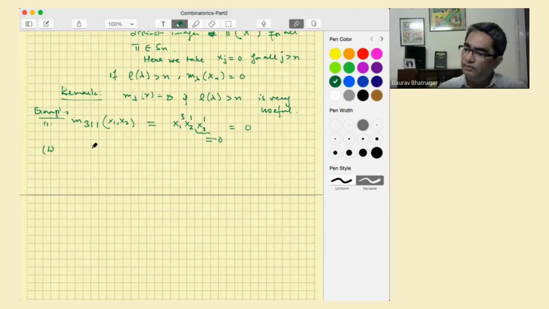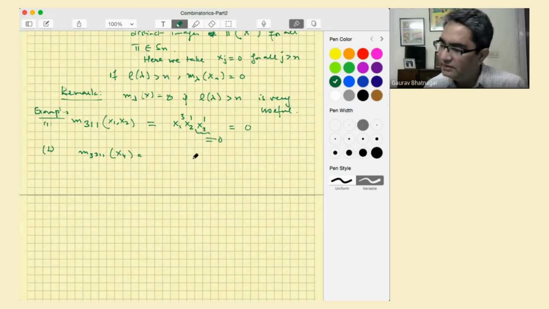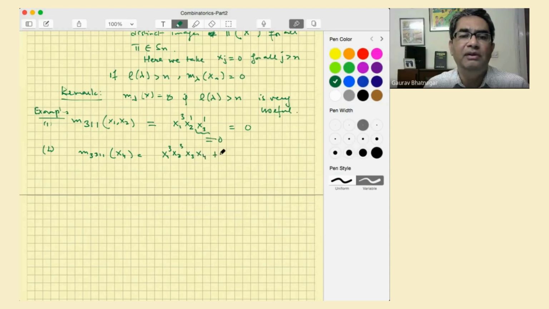Let's do more. So m 3311 of x4. Now this is the right set of numbers here. But in my example, I had x3 here initially. But anyway, this is x1 to the 3, x2 to the 3, x3, x4, plus all permutations of these.